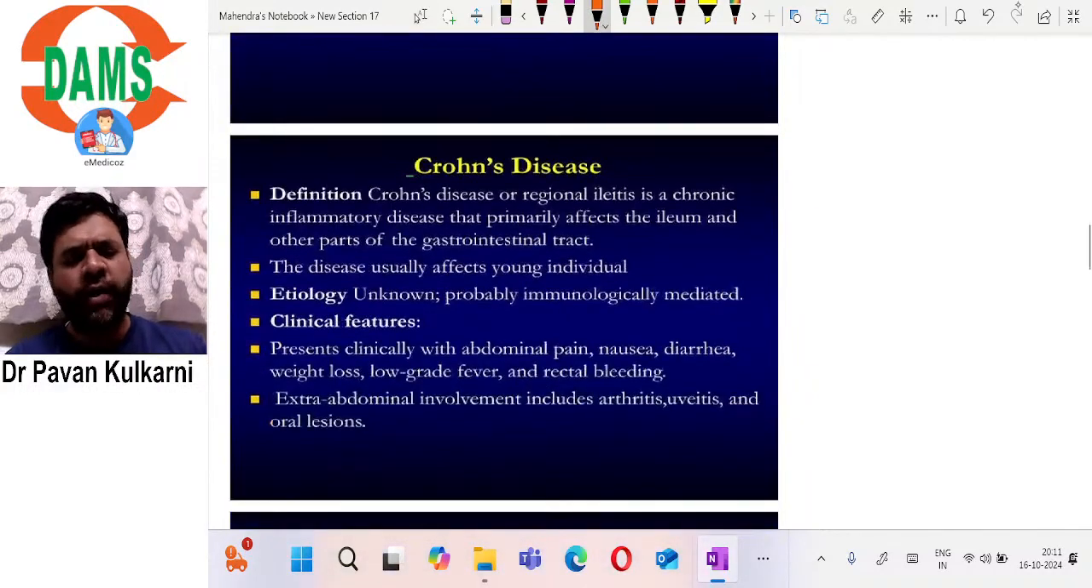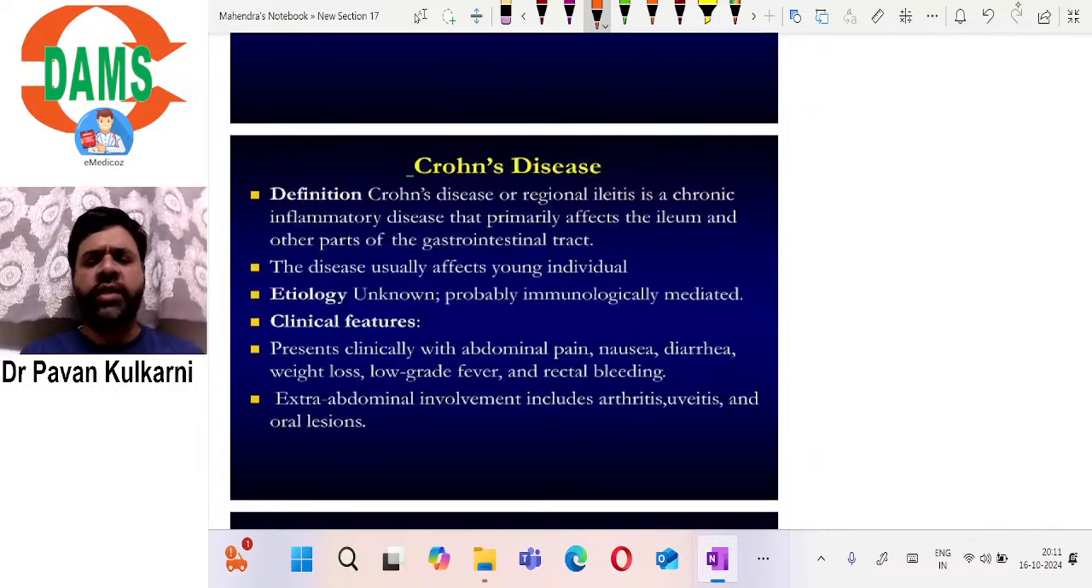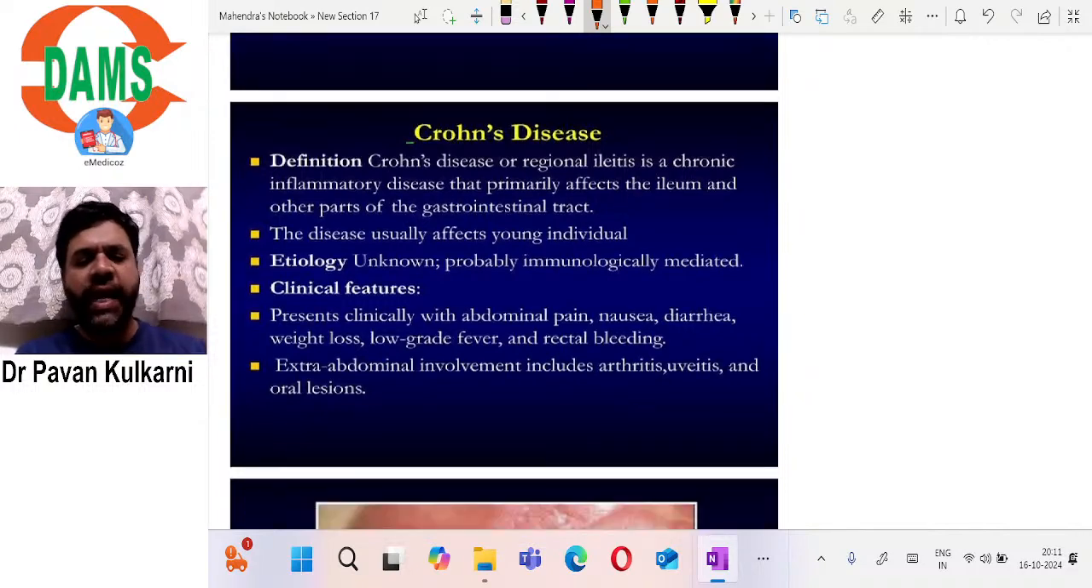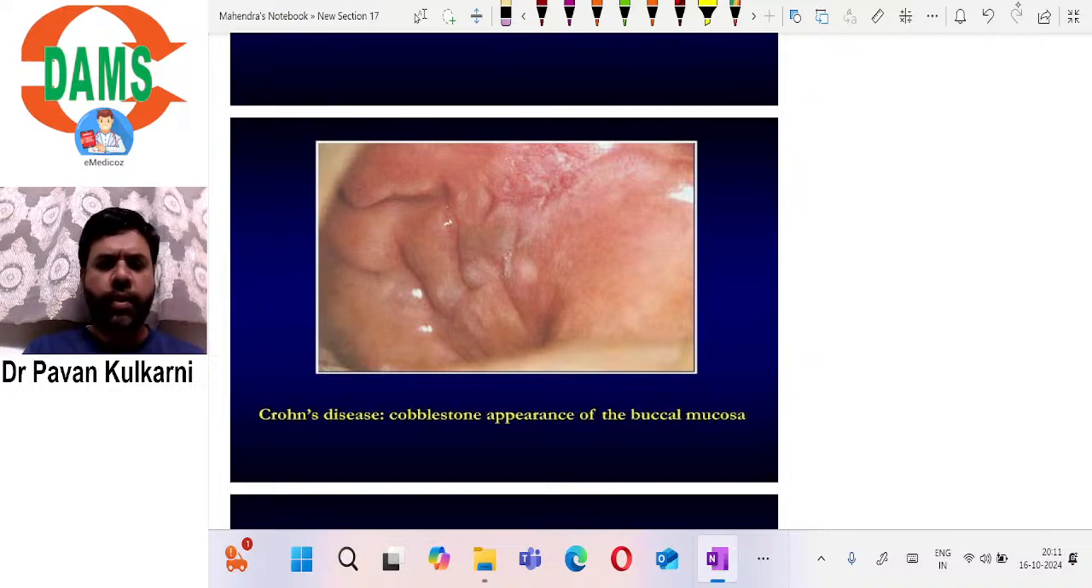Now we have another important systemic disease called Crohn's disease. All of us know Crohn's disease, which is also called regional ileitis. Basically, it's an inflammatory condition, in simple terms, which mainly affects the ileum. It is basically immunologically mediated, and it is typically seen in young individuals.